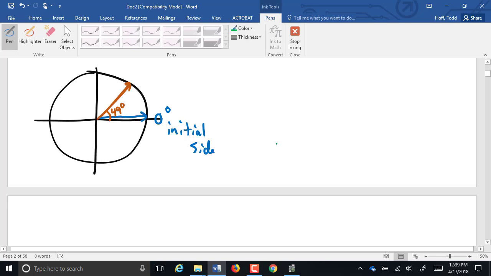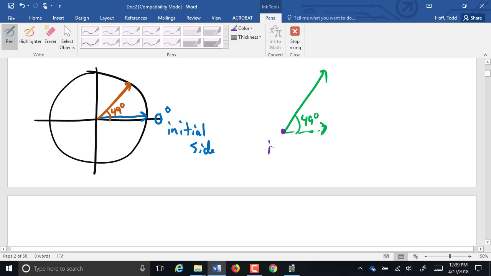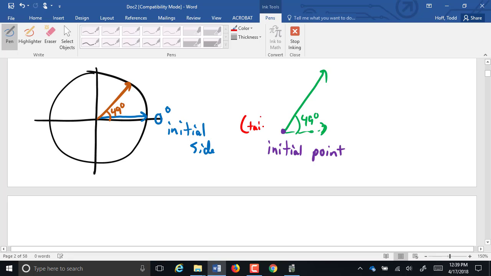So let's pull that vector out and look at it in more detail. So its direction is at 49 degrees because the 0 point is, if you want to think of it as being the east direction or the right-hand horizontal direction. That vector has an initial point. Just like an angle has an initial side, a vector has an initial point. Think of it as the starting point. It is the tail of the vector. It's the initial point.